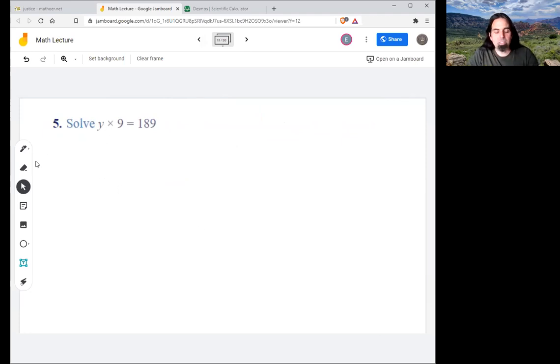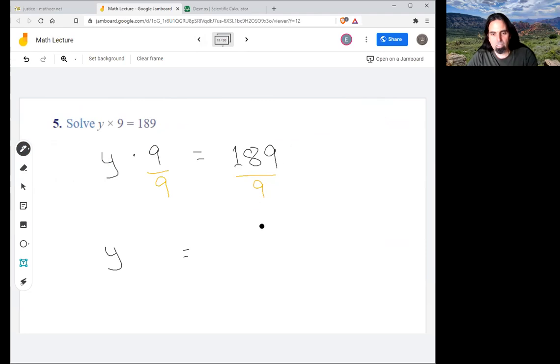Okay, so if you are doing this, let me talk some about how to write it. Y times 9 equals 189. We've seen 2 things to do. We could either put a fraction bar, because 9 over 9 is 1, and y times 1 is just y. That's a fine way to write it. What is 189 divided by 9? That'll be 2 for the 18, and then 1 more, so 21.